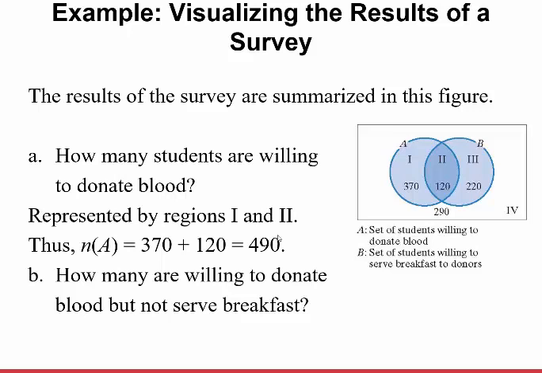Next, how many students are willing to donate blood but not serve breakfast? Okay, so they just want to do blood and not serve breakfast. Well, that's just region 1, right? So B is the overlap, and that includes people willing to serve breakfast. So these are just the people not willing to do that. So that would be to donate blood but not serve breakfast. That's just 370.